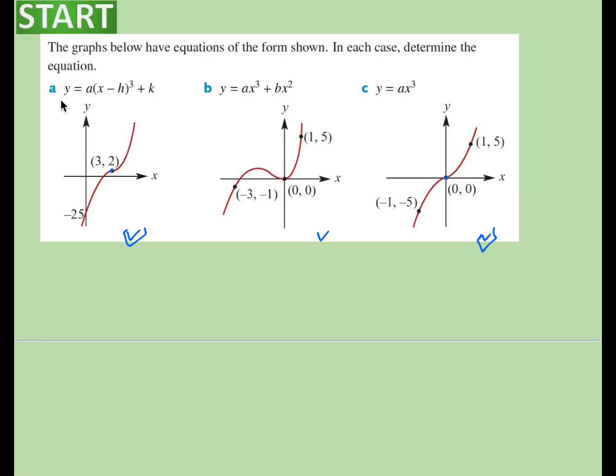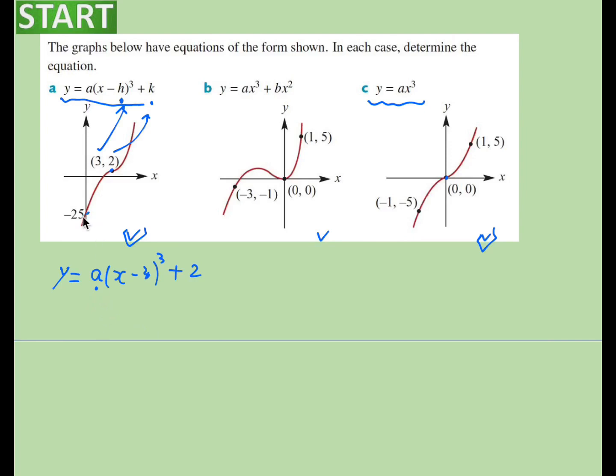And then for this question, the corresponding rule is provided. For part A, it is transformational form, and then we can just use the information provided to determine the corresponding values of A, H, and K. For example, the point of inflection is (3, 2). It means H is equal to 3 and K is equal to 2. Therefore, we can write down the expression in this way. Now, we only have to determine the value of A.